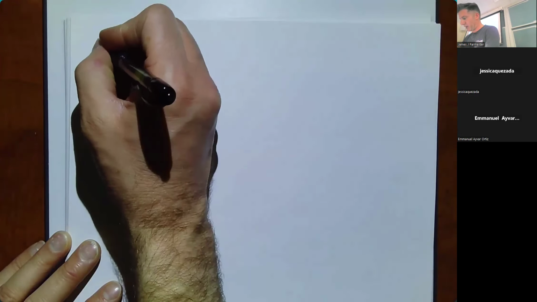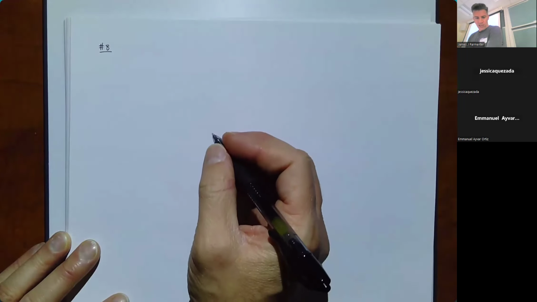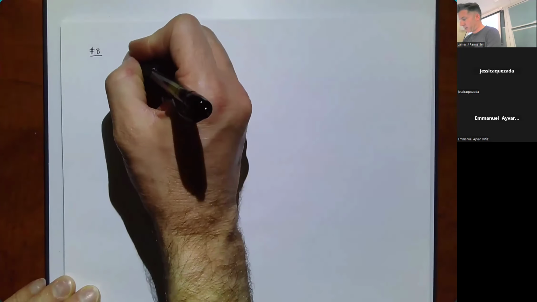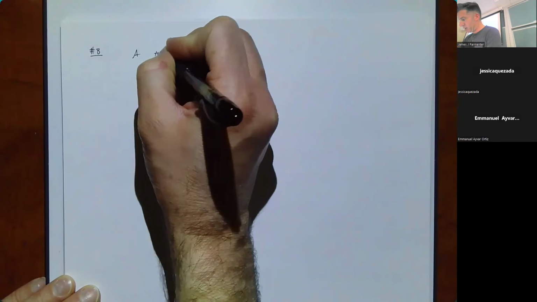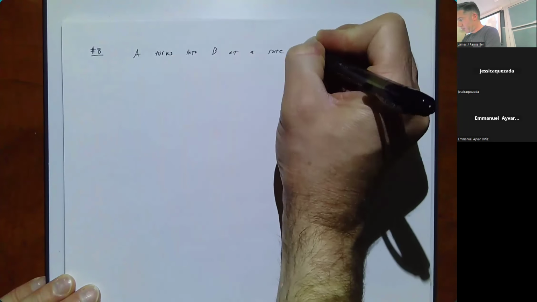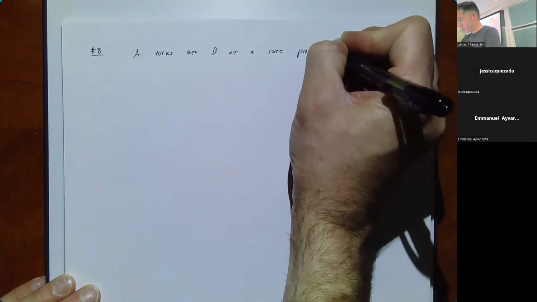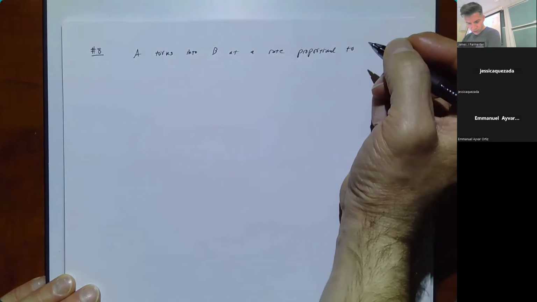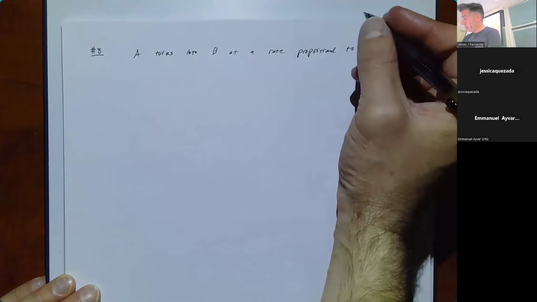This is similar to number 8. I'm going to read the words of this problem and write down what I think is important. So during a chemical reaction, substance A is converted into substance B at a rate that is proportional to the square of the amount of A. So I'm going to write down: A turns into B at a rate proportional to the square of the amount of A.